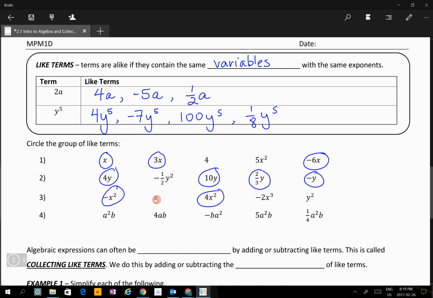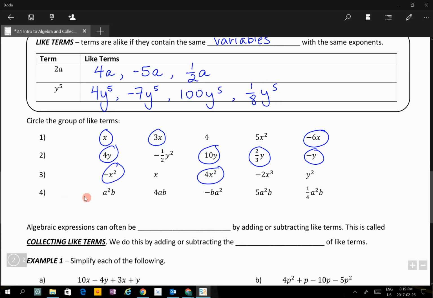Is x going to be part of it? No, because it has a single exponent of 1. Is x cubed going to be part of it? No, because the exponent is 3, which is different than 2. What about y squared? It has the same exponent, 2 and 2, but it can't be a like term because it has a different variable, y.